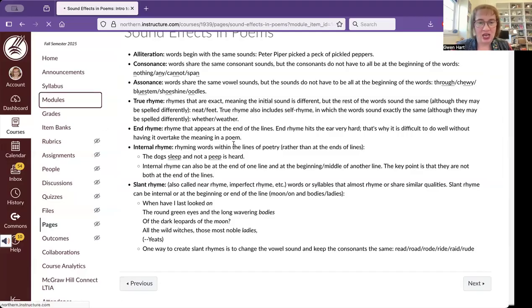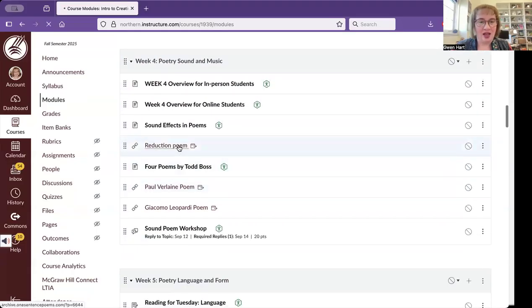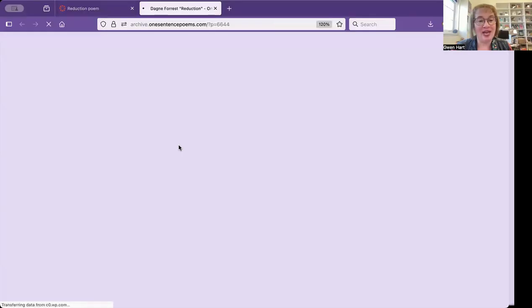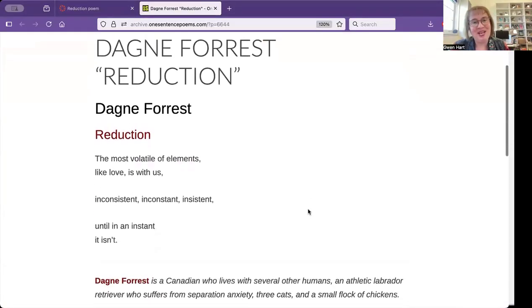Okay, and let's look at, I just wanted to use this quick example. This is a poem that, sorry, I should have looked it up and given credit to the person who found this poem in their one sentence poem response. But this was a nice example of something that's playing with slant rhyme and sound effects in a really cool way. It's called "Reduction." "The most volatile of elements, like love, is with us, inconstant, inconsistent, inconstant, insistent, until in an instant it isn't."